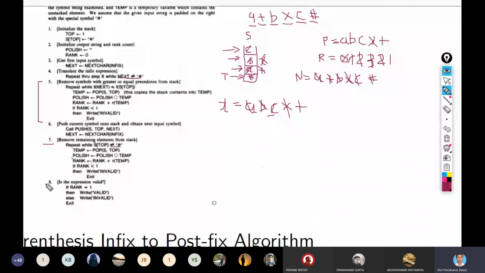And in the last step 8 we will check the rank. If rank equals 1, that means it's valid, otherwise it's invalid. And in the Polish expression we have the postfix expression of this infix expression. Clear everyone? So in this way you can work out.